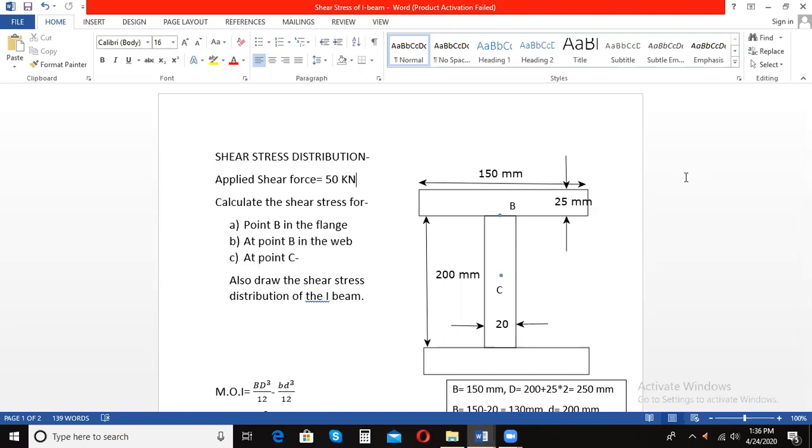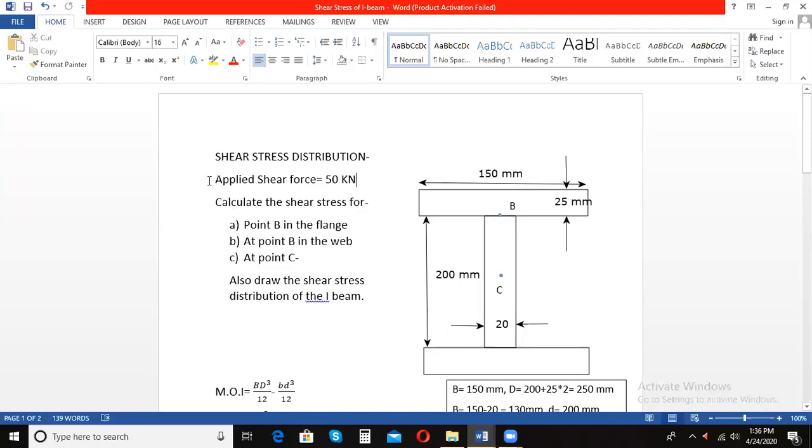In this video, we are going to see how to calculate the shear stress in this I-beam at different points. I will divide this video into three parts, and I'm requesting you to go through all three parts to know the details and how to calculate the shear stress at every point and how to draw the shear stress distribution of this I-beam. So let's go through the problem now.